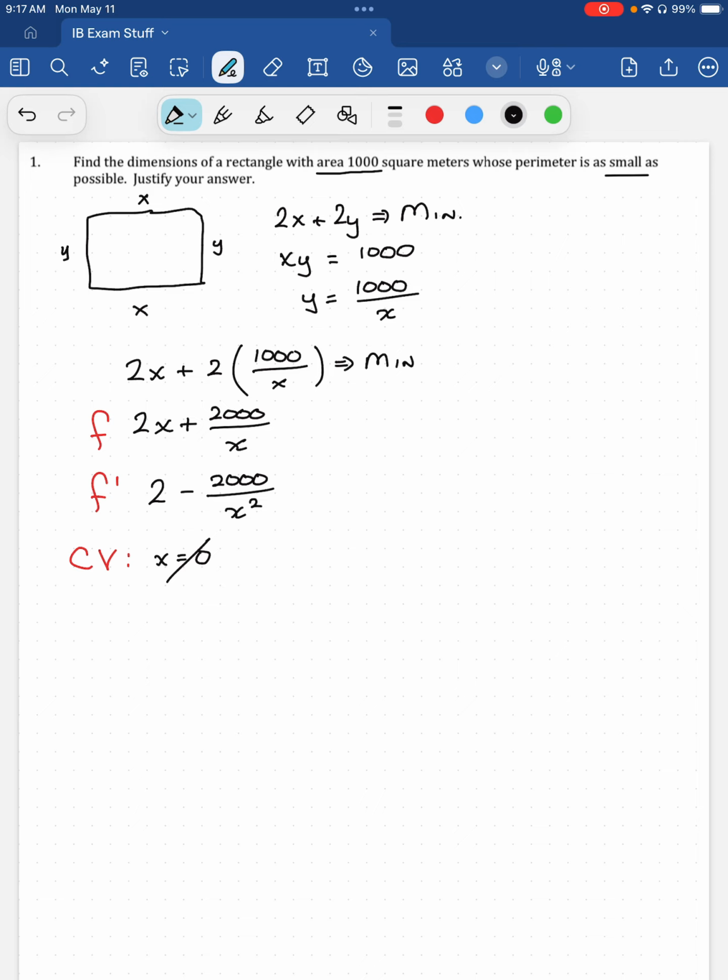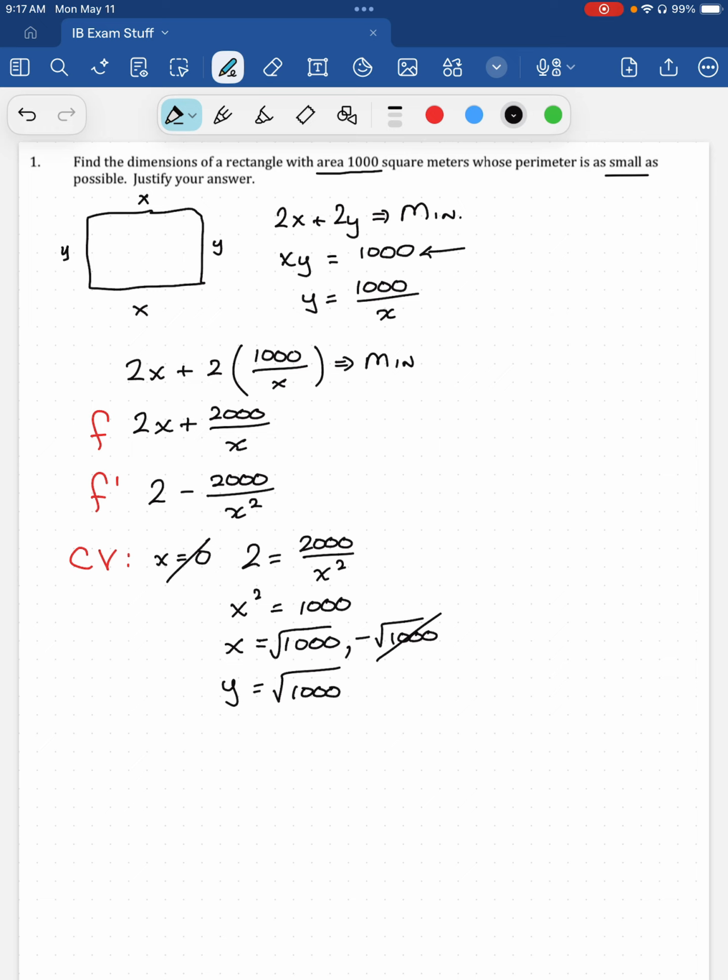The other critical value is going to be when 2 minus 2,000 over x squared equals 0. So if I bring the 2,000 over, we now have this equation, which means x squared equals 1,000. So x is the square root of 1,000, or negative square root of 1,000. Again, for practical constraints, the negative goes away. So that's my x. If x times y is 1,000 and x is the square root of 1,000, then y is also the square root of 1,000. So those are my dimensions.